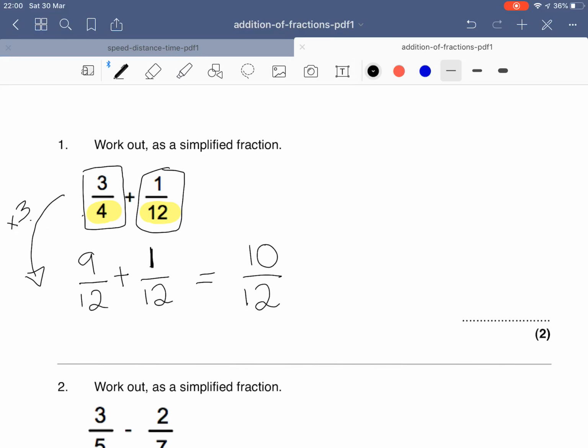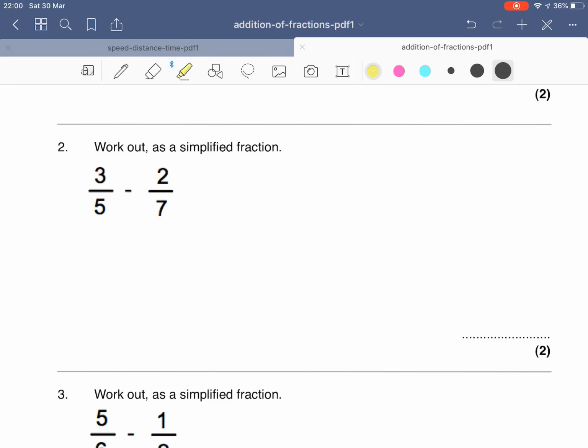So it's important you don't add your denominator. We can then simplify this by now thinking of the factors of 10 and 12. So what number goes into 10 and 12? So the highest number that goes into 10 and 12 is 2. So we need to divide both of the numbers by 2. So 10 divided by 2 is 5, and 12 divided by 2 is 6. So simplified is 5 over 6.